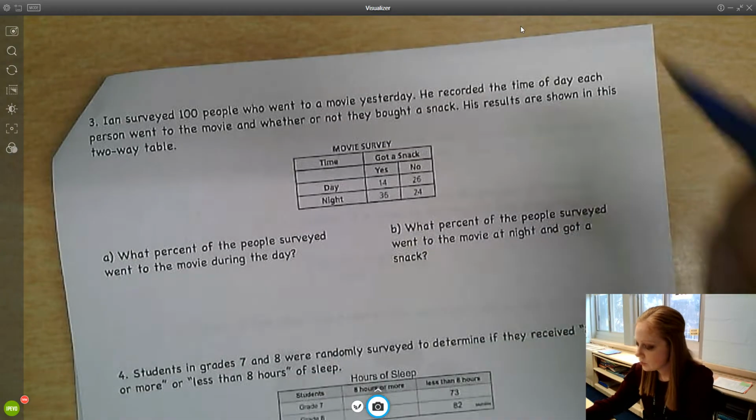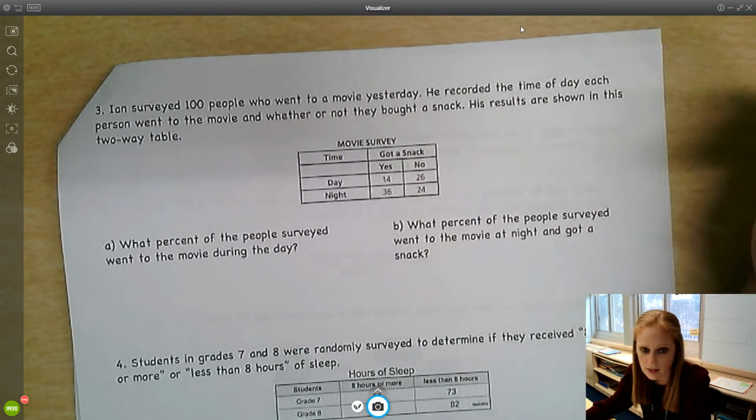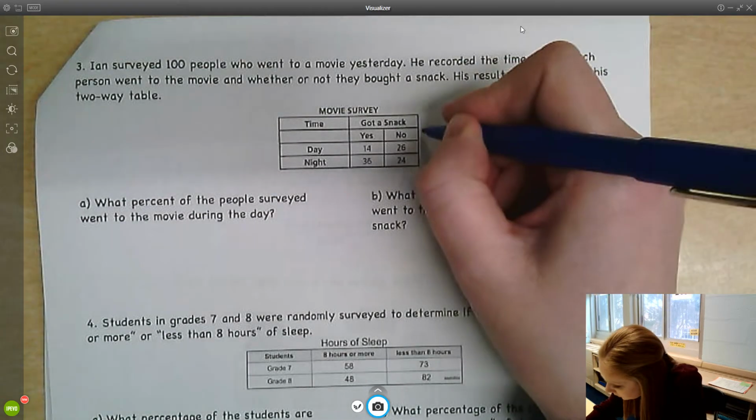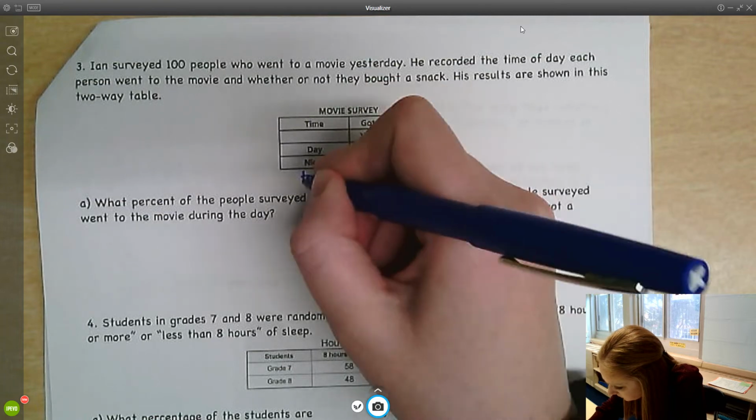Okay, now we have students who went to the movie during the day versus night and if they got a snack or not. The totals are not in here, so we can add them in. So let's add in our totals.